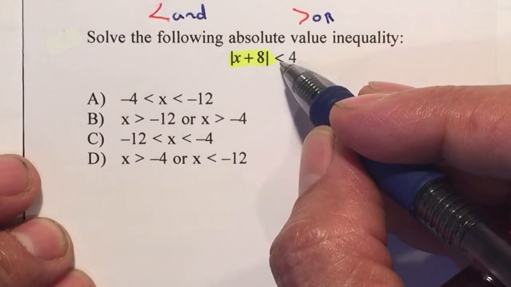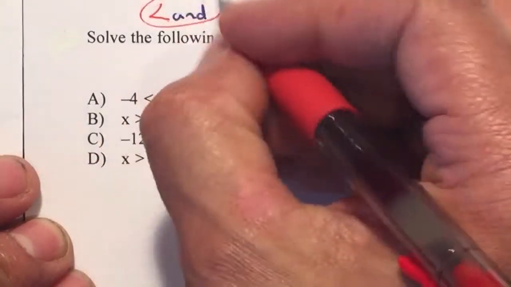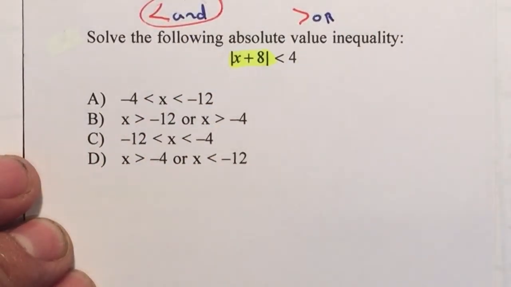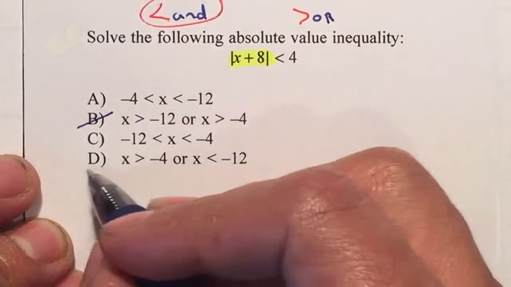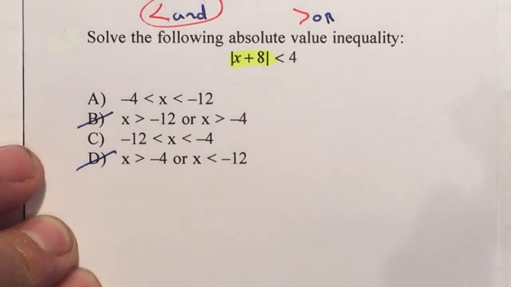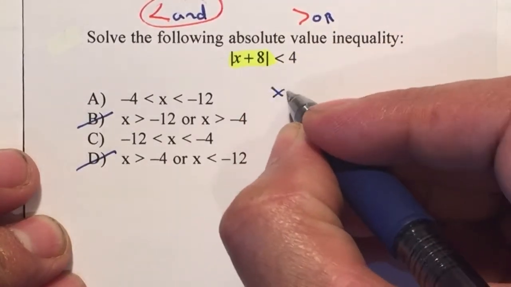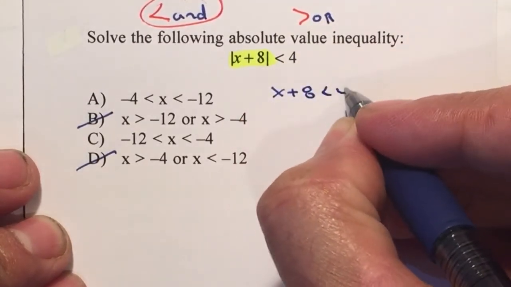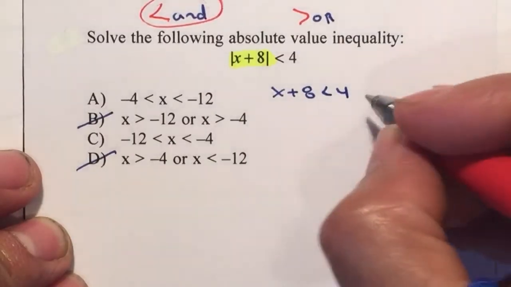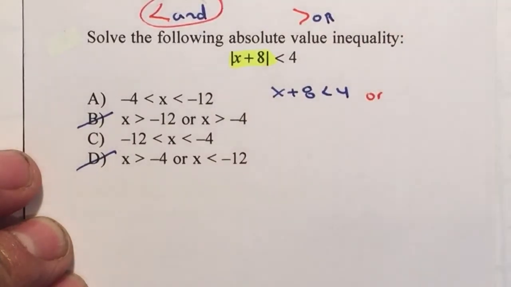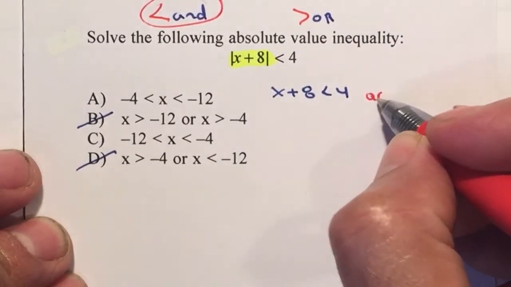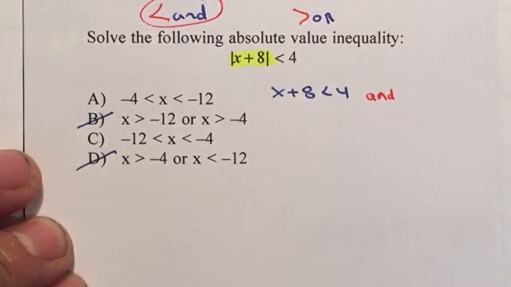In this case, this is less than, so this is an AND. So I know automatically the letter B in this is not my answer. Let me go and set up my inequalities. The first one will remain the same: X plus 8 is less than 4. And the second one will be the opposite.